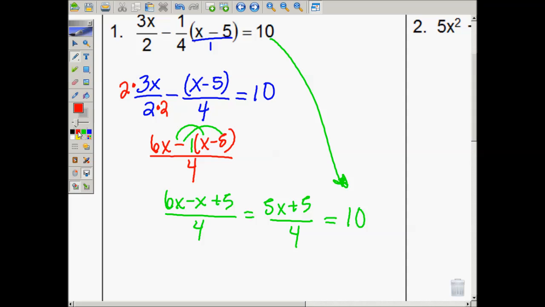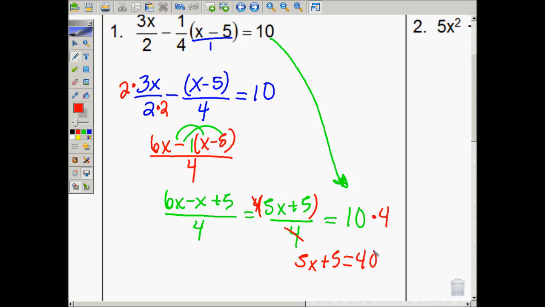Alright, so hopefully y'all remember. If I'm dividing by 4, how do I move it? Multiply by 4. So this will be times 4, and what happens? It goes away. What I do to one side, I have to do to the other. So now I have 5x plus 5 equals 40.